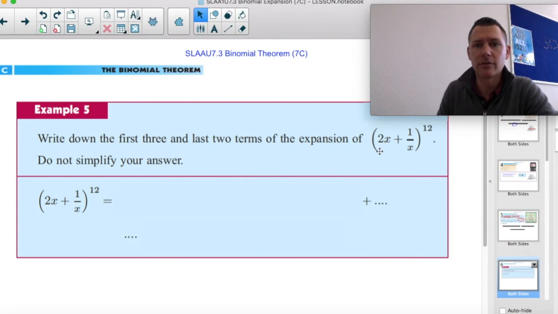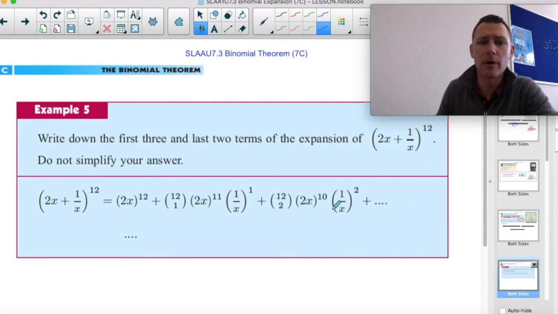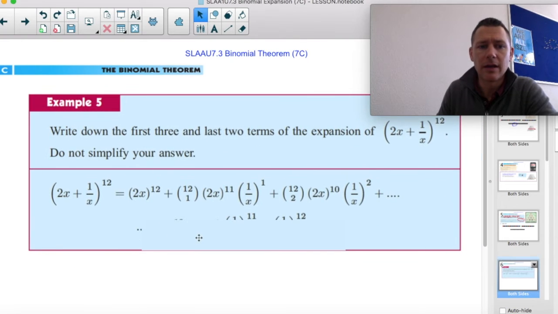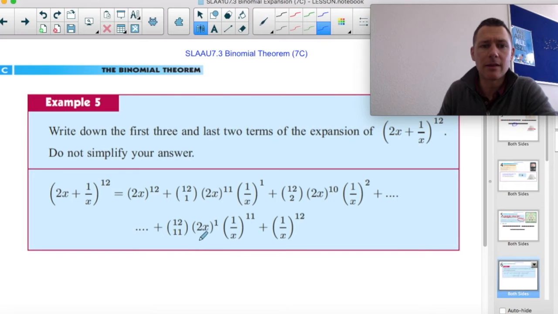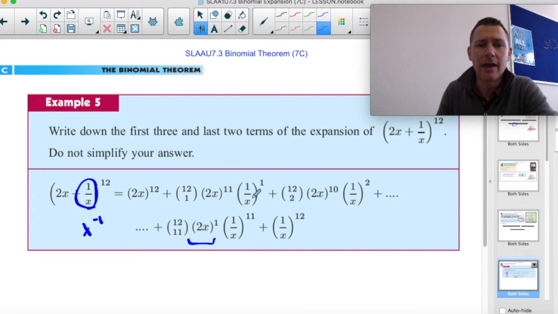You know the first 3 terms are going to involve 2x starting at the maximum value, 12, and then decreasing, 11. And the last 2 terms, the 2x is going to have 1 in the penultimate term, and none in the last term. You also know this 1 over x, you could also call it to the negative 1, is going to start at 0 and then go 1, 2, all the way up to 11 and 12.